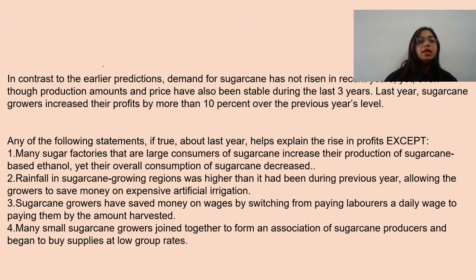Let's start. Okay. The question says that in contrast to earlier predictions, demand for sugarcane has not risen in recent years. Yet, even though production amounts and price have also been stable during the last 3 years, last year sugarcane growers increased their profits by more than 10% over the previous year's level. So they're saying that as compared to earlier prediction, demand for sugarcane has not risen.